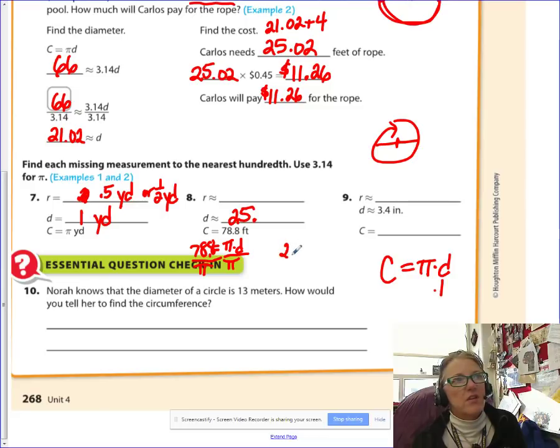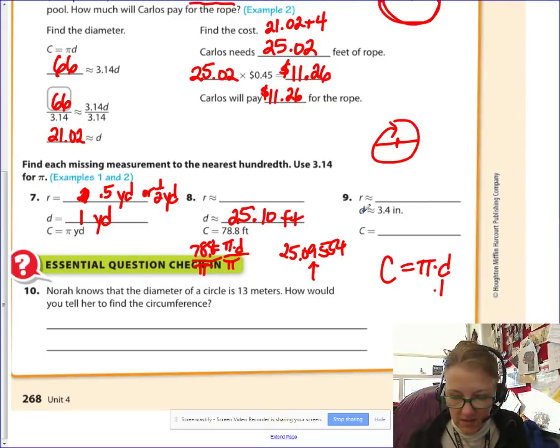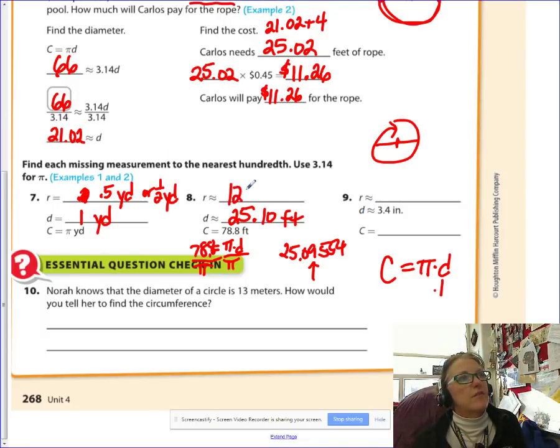This is what you get on the calculator, 25.09554, blah, blah, blah, blah. If I want to round here, you got to decide, stay at 9 or go up to 10. Since that's a 5 next door, round up. Feet. Now take this value and divide by 2 because it's always half. 12 55/100 feet.